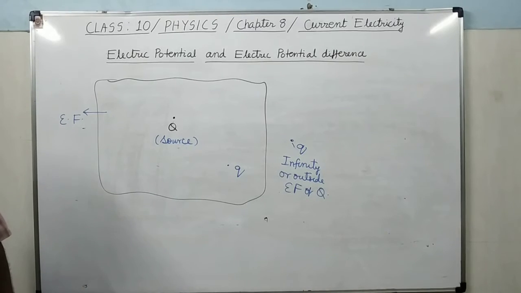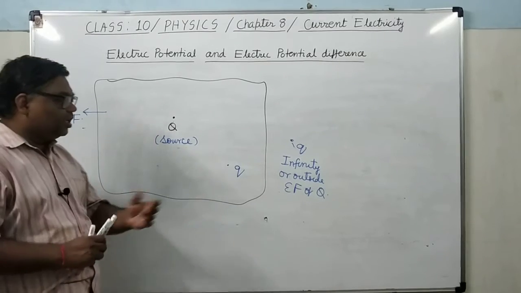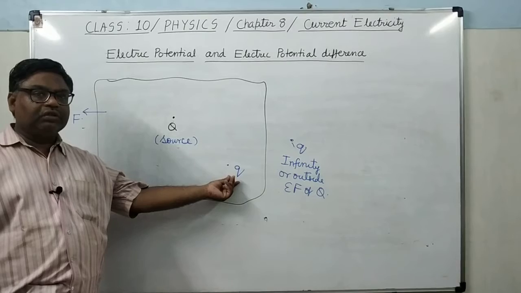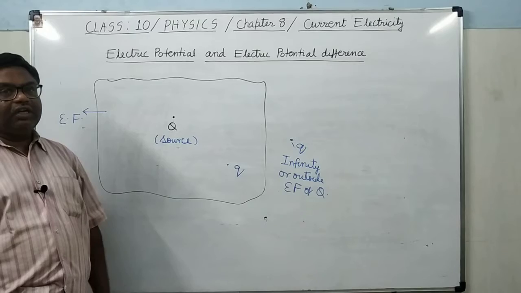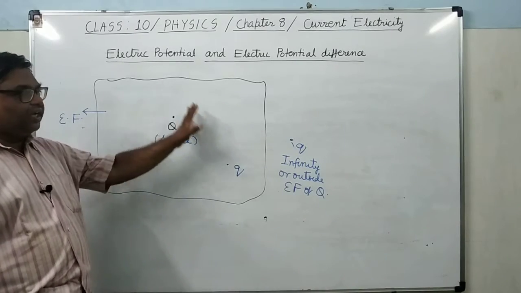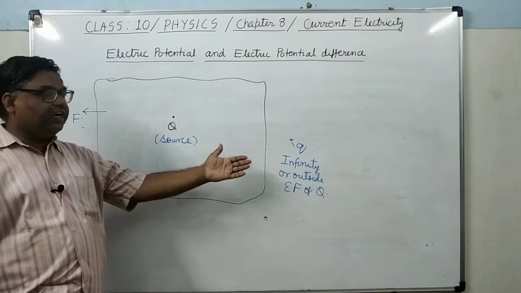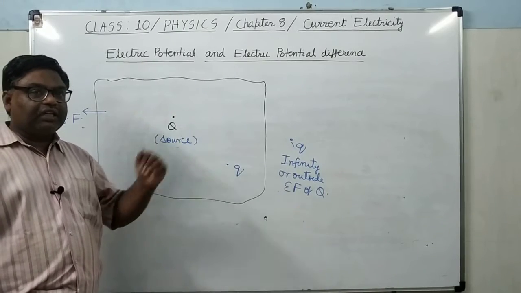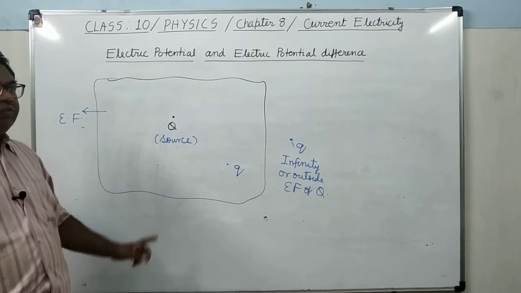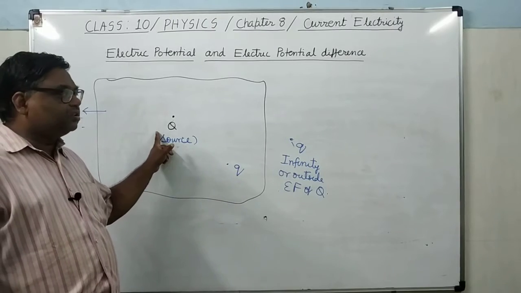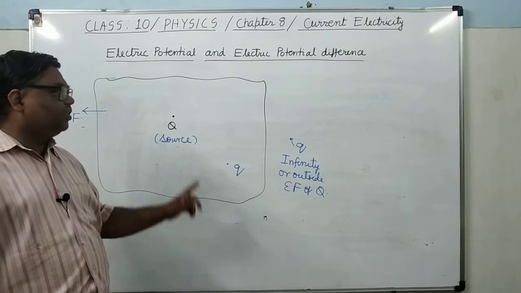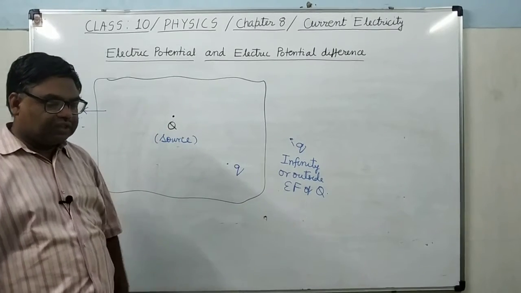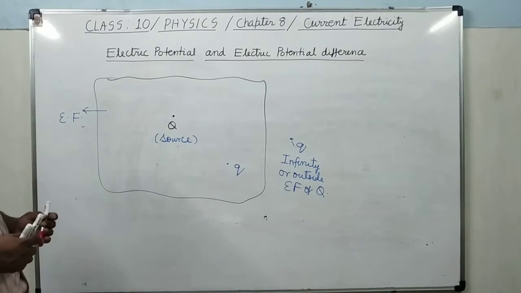Is it clear? What is the meaning of stronger? What is the meaning of weaker? In a stronger electric field, it will experience more force. In a weaker electric field, it is experiencing less force. So this is the electric field region. What is infinity? What is outside the electric field? It is that region where this source charge does not exert force on small q. That is called infinity with respect to capital Q. Is it clear?